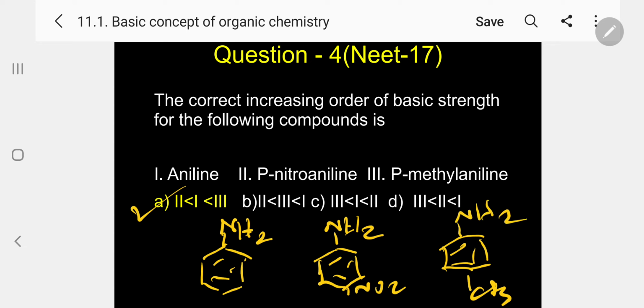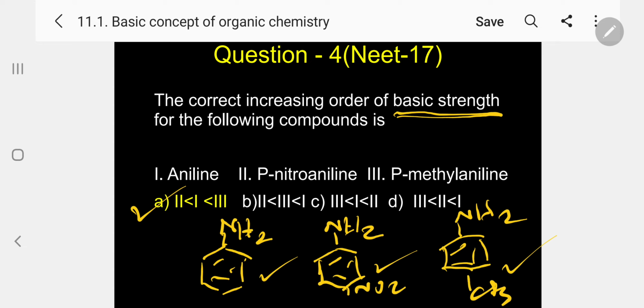So the question is the correct increasing order of basic strength. We have to find out which is number one, more basic, then second, third. When you compare these, aniline is the standard. What is a base? Let me explain. A base is a substance which will accept H+, according to Lowry-Bronsted theory. When there is an NO2 group in the para position, it is an electron attracting group, whereas CH3 is an electron releasing group. I have already given this: NO2 is -M, CH3 is +M.